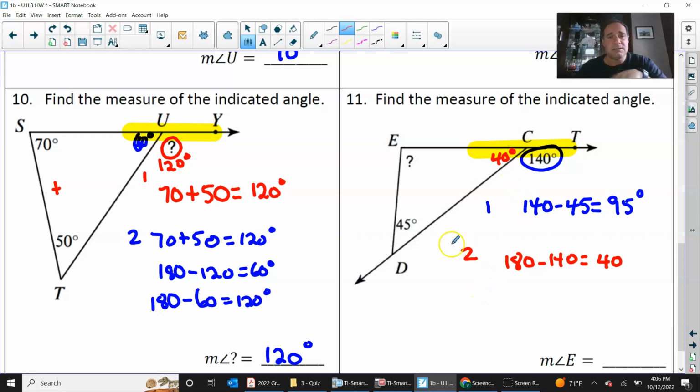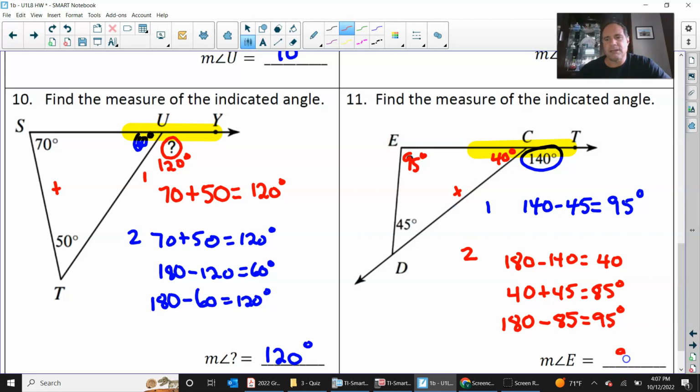So if you have 40 degrees and you have 45, then you could add those together. You get 85 degrees. Then since these two add up to 85 degrees, you can subtract it from 180, because the triangle equals 180 degrees. And that equals 95. Either way, this equals 95. Whichever way you like to do it is fine.